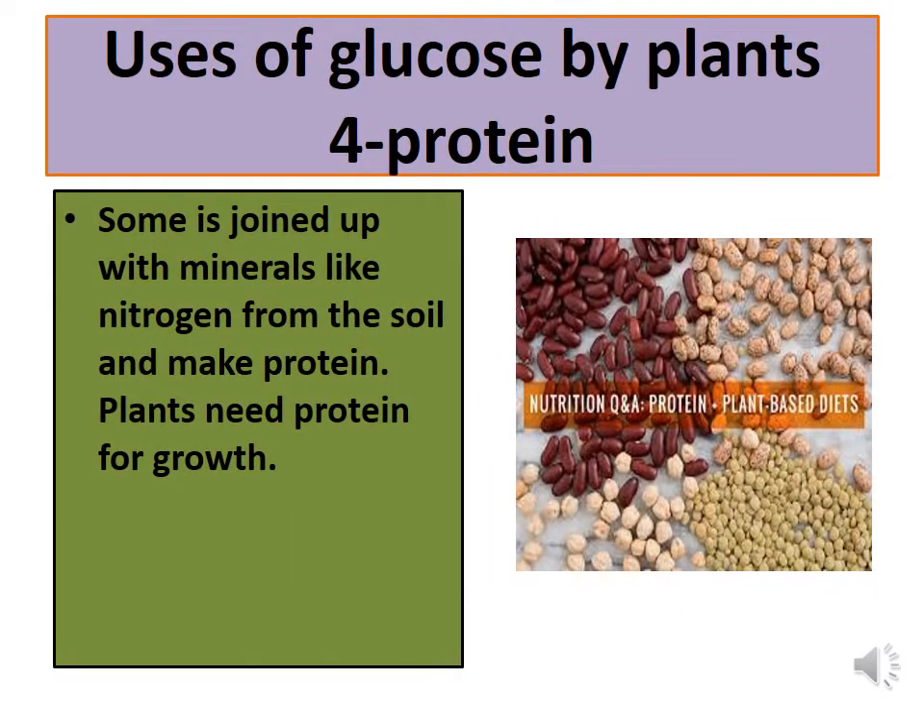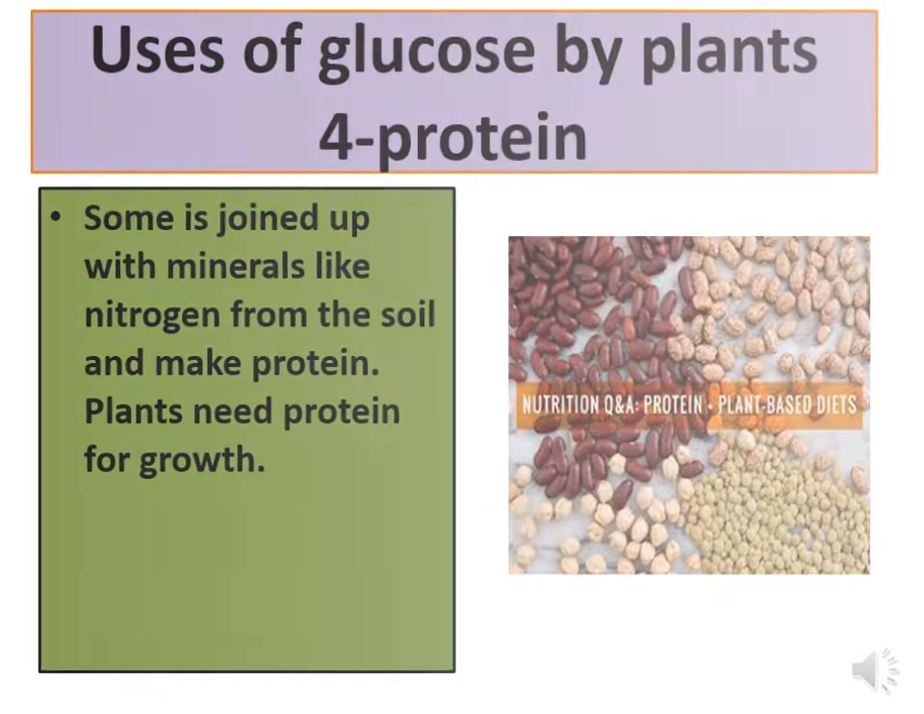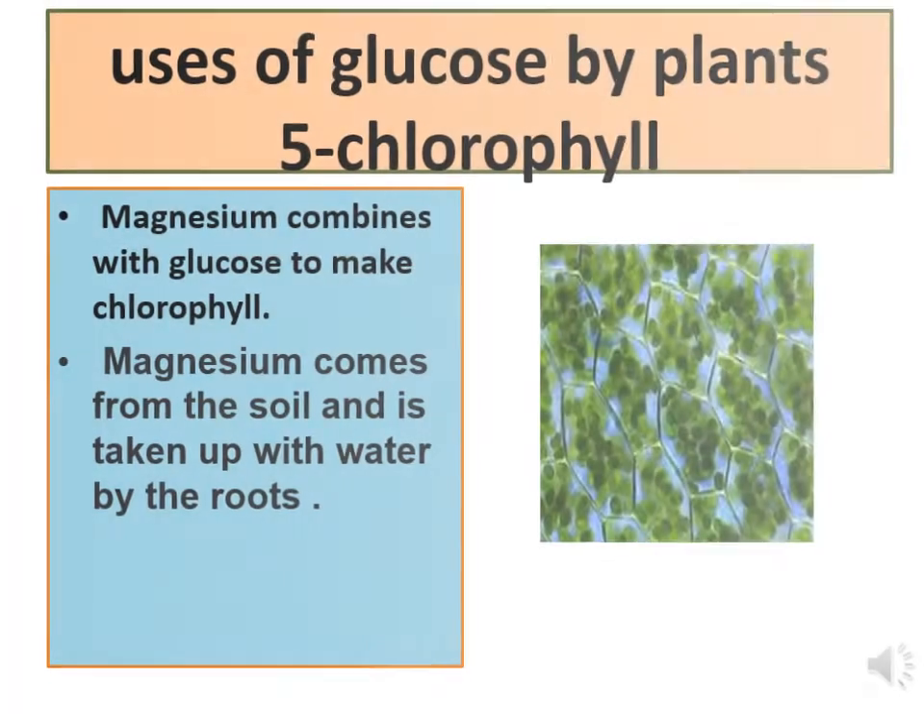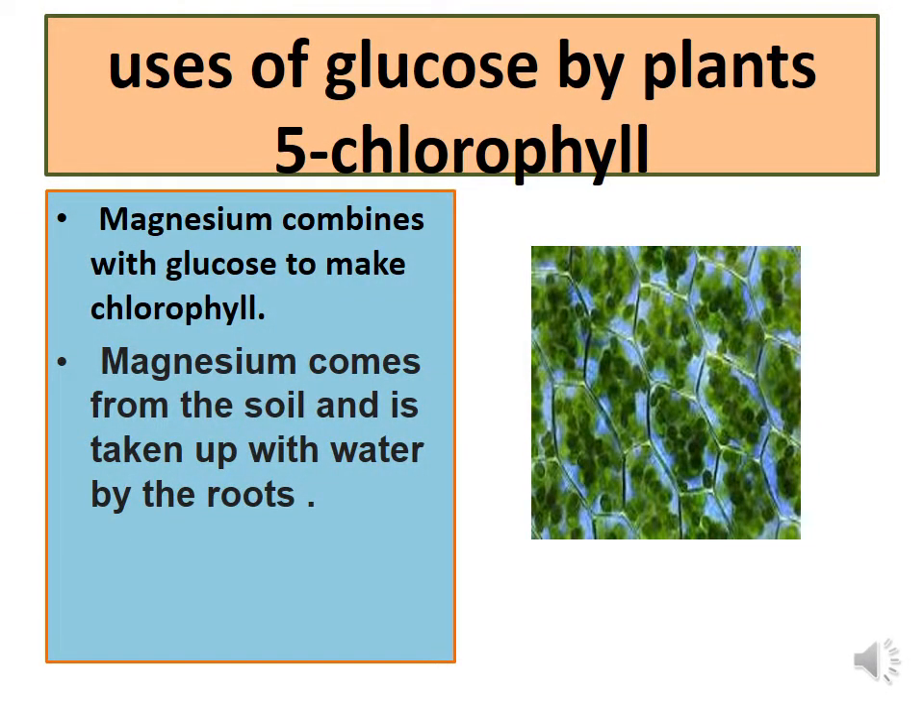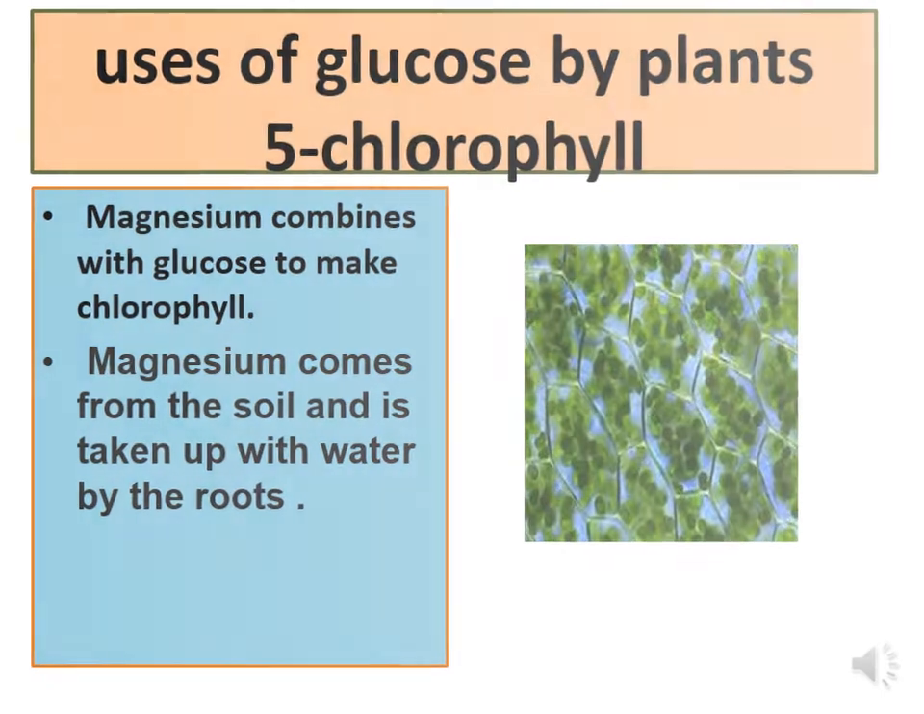Some is joined up with minerals, like nitrogen from the soil, and make protein. Plants need protein for growth. Magnesium combines with glucose to make chlorophyll. Magnesium comes from the soil and is taken up with water by the roots.